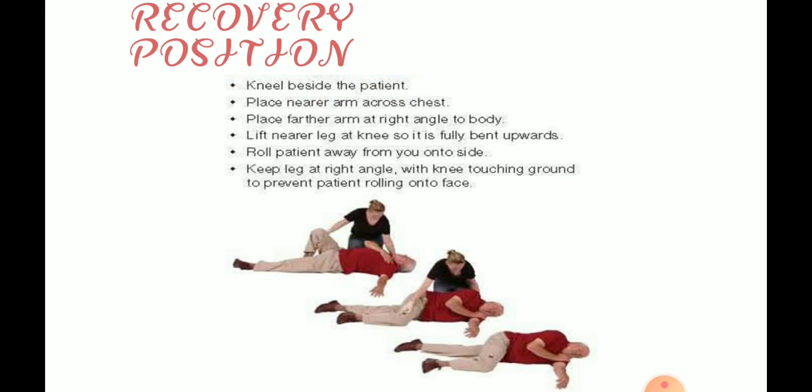And the next one is recovery position. In this recovery position, we have so many points. If you observe these three pictures, you may get the idea to keep the patient in a recovery position. First, kneel beside the patient. Place near arm across chest. Place farther arm at right angle to body. Lift near leg at knee so it is fully bent upwards. Roll patient away from you onto side. Keep leg at right angle with knee touching ground to prevent patient rolling onto face.